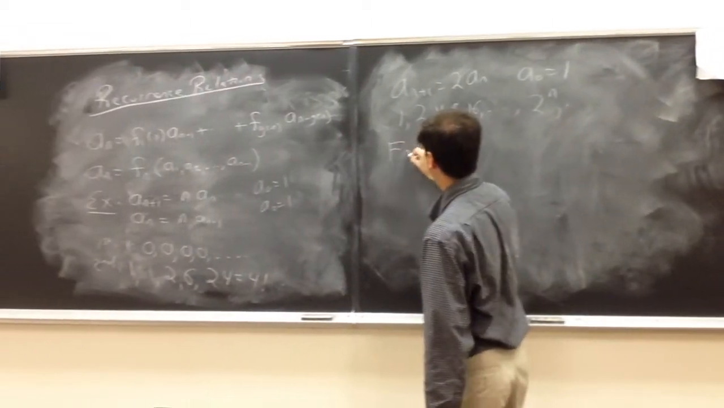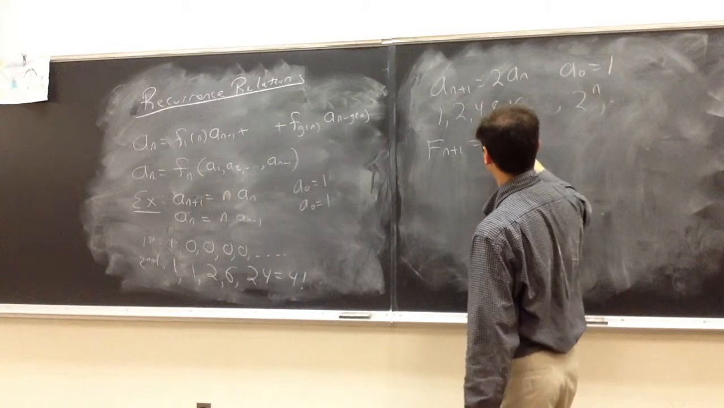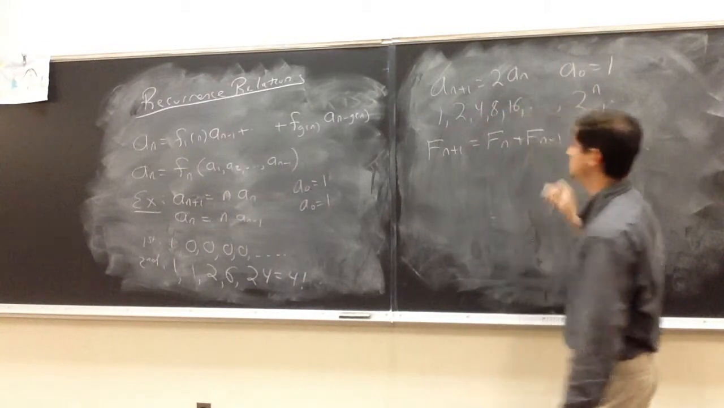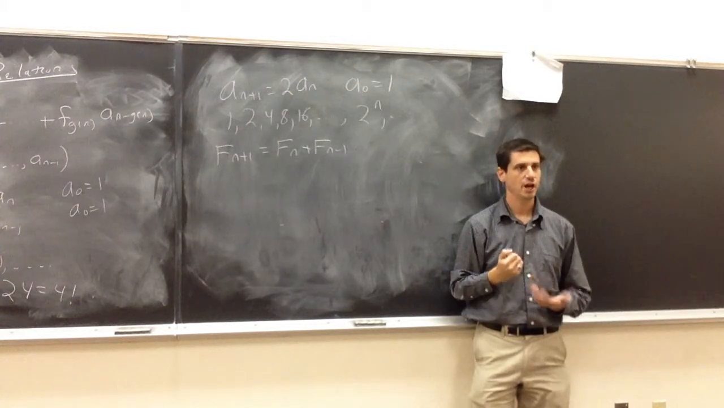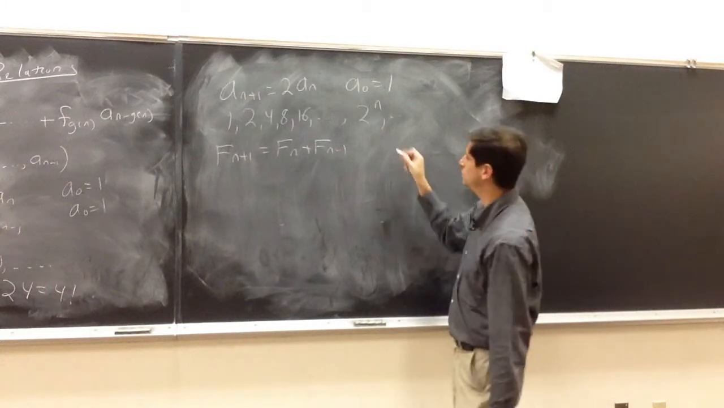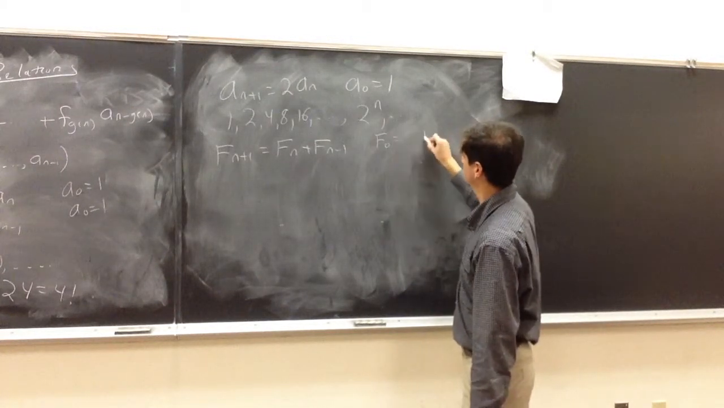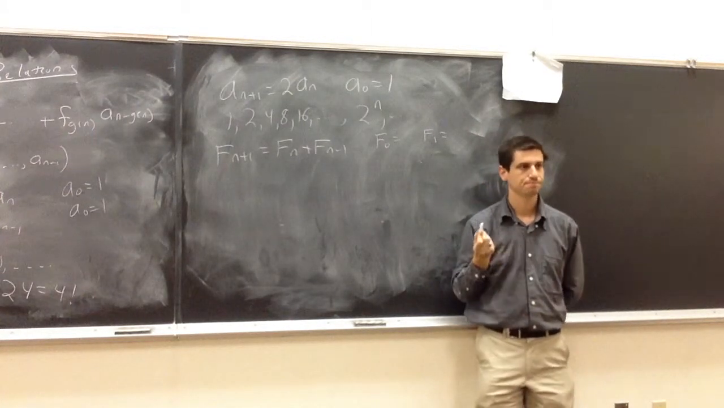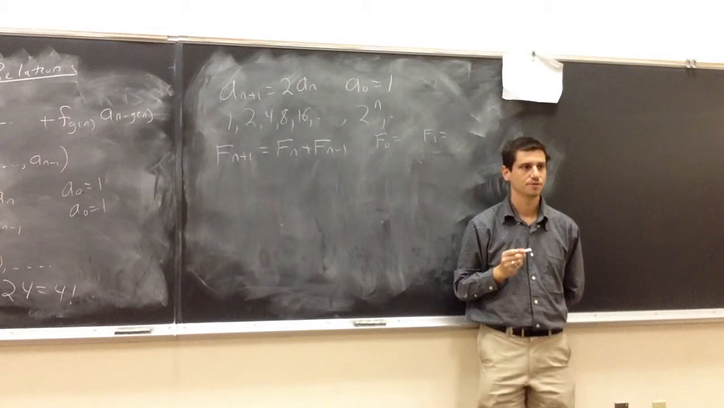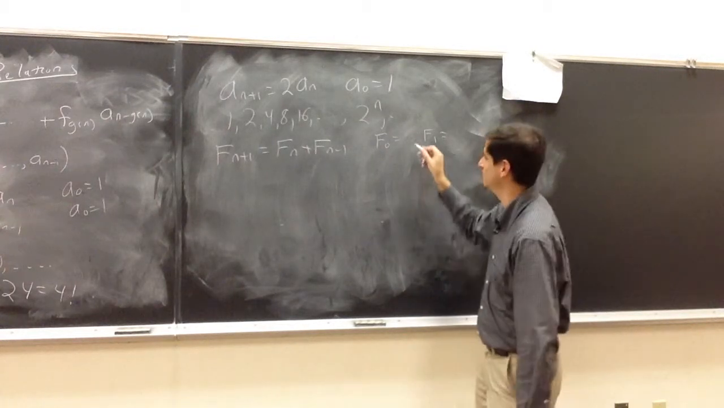f_{n+1} = f_n + f_{n-1}. This is the Fibonacci recurrence, one of the most important of all the recurrences. And we need initial conditions. What should the initial conditions be? f_0 equals, f_1 equals, what should we choose? 1. I'm sorry? 0 and 1. Yeah, I'm going to ignore the people who don't say the ones I want.